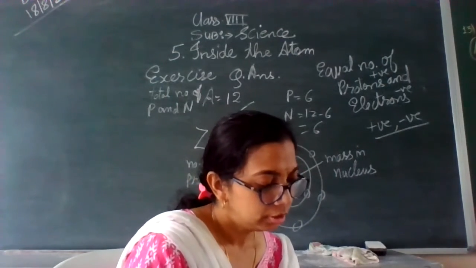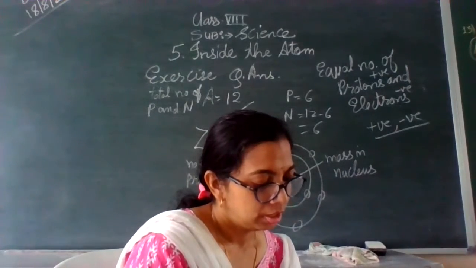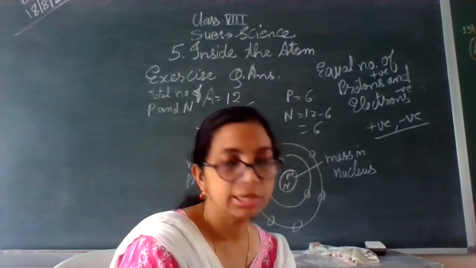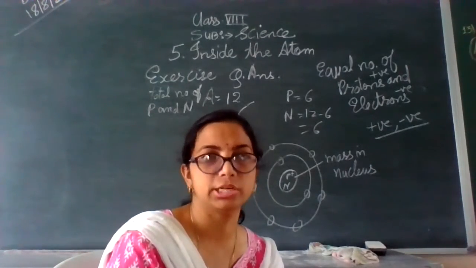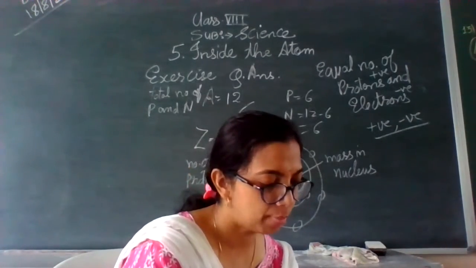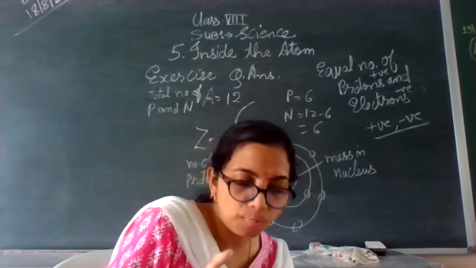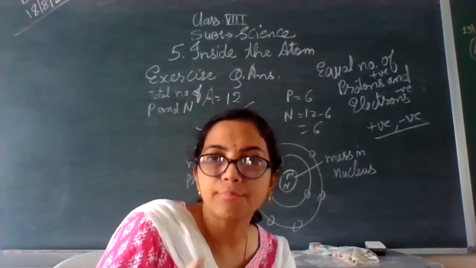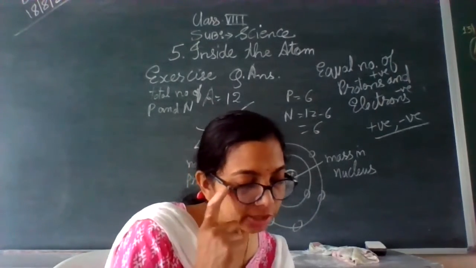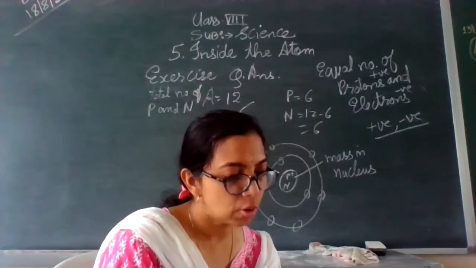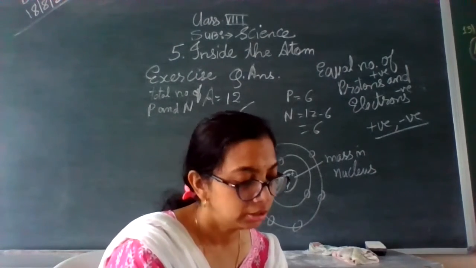Okay. Then, atomic number is the number of protons present in an atomic nucleus. Okay, that is the atomic number. Atomic mass number is the number of protons plus the number of neutrons that are present inside the nucleus of any atom. So atomic mass number is always bigger than atomic number.